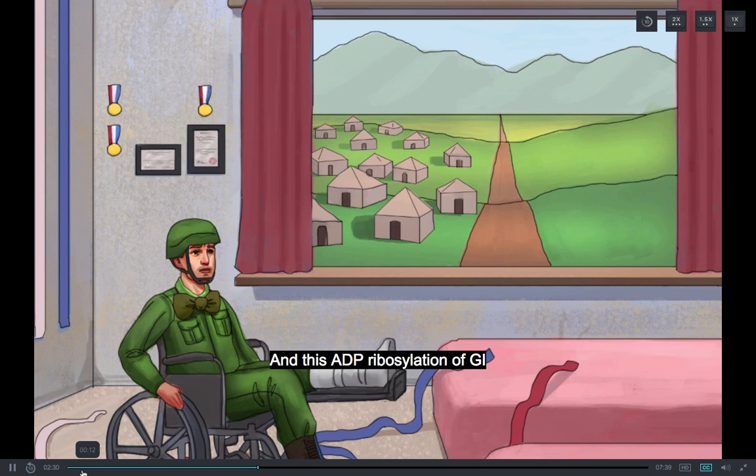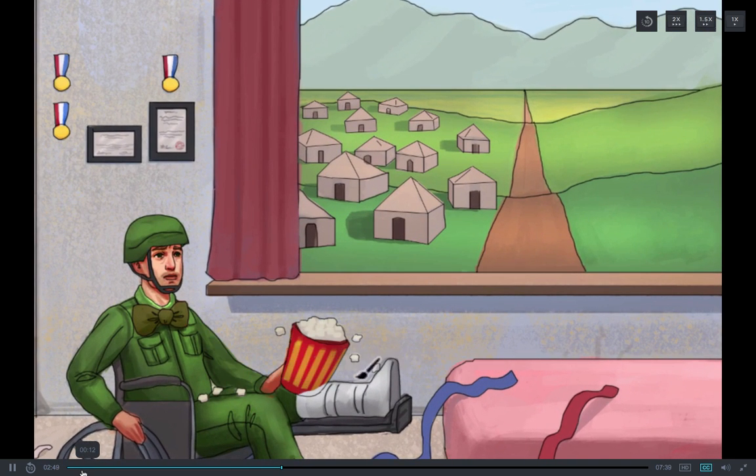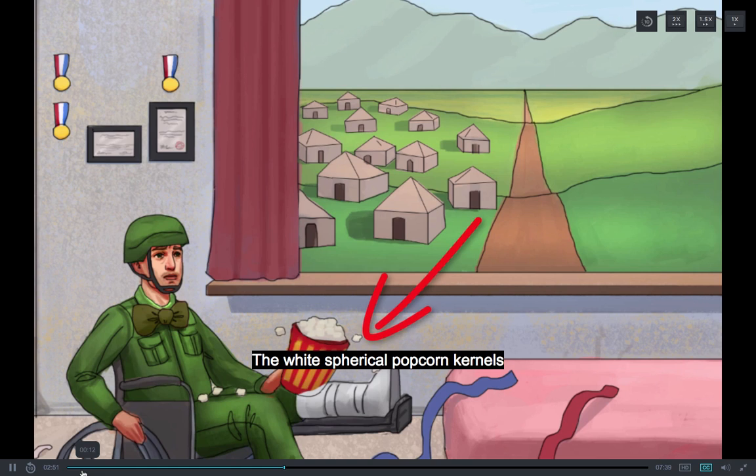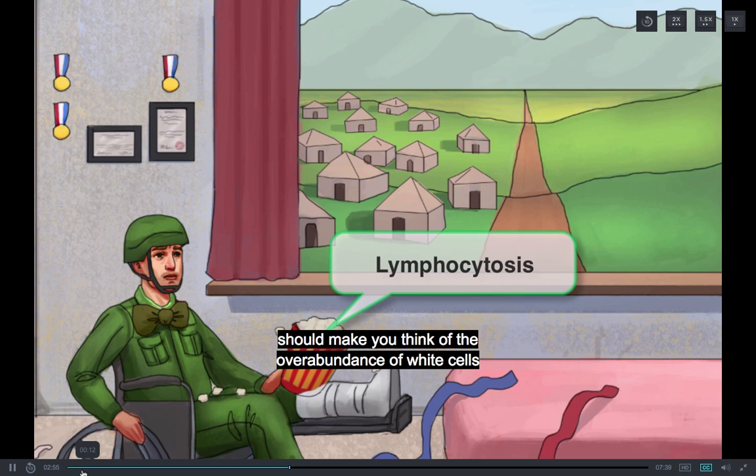And this ADP ribosylation of Gi also disables chemokine receptors for lymphocytes, making them unable to enter lymphoid tissue, so they get stuck in the bloodstream, causing massive lymphocytosis. We think a good way to remember lymphocytosis in this drawing is to give our GI a box of popcorn. The white, spherical popcorn kernels overflowing the container should make you think of the overabundance of white cells in lymphocytosis.